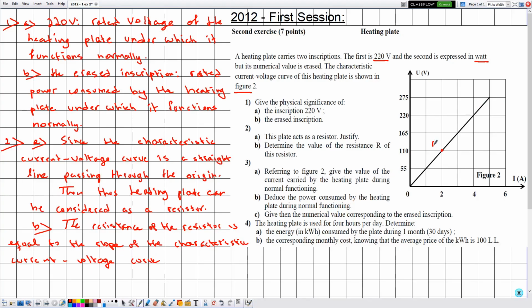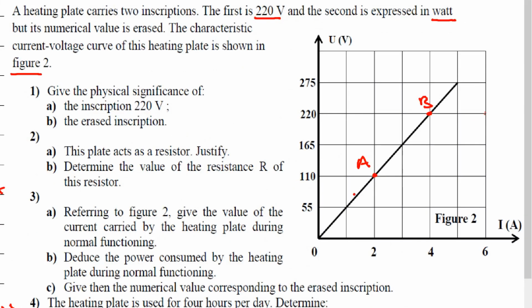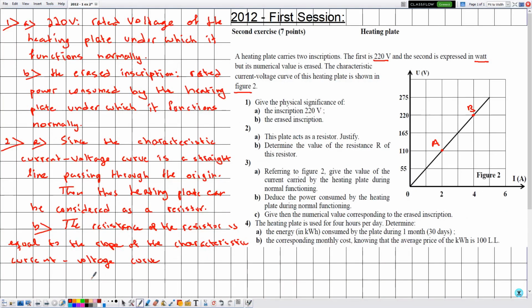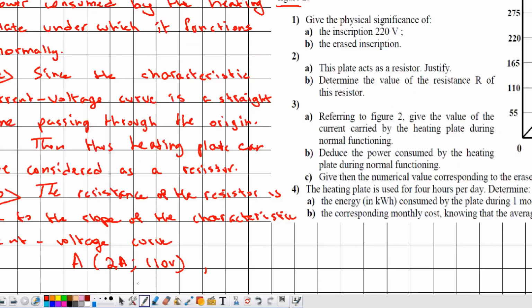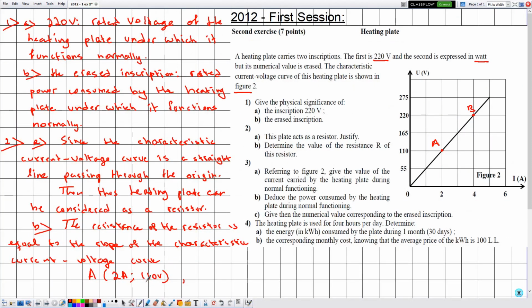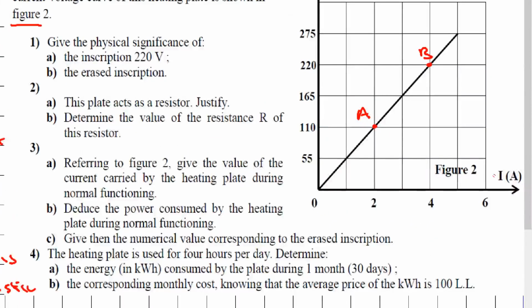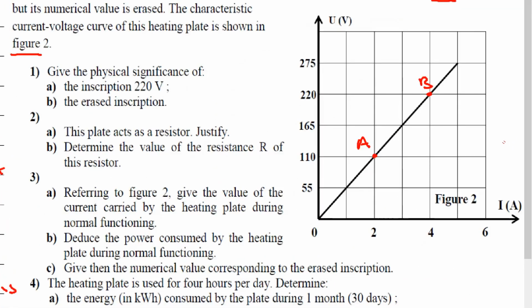Let's choose this point, which is the point A, and this point, which is the point B. Now the coordinates of the point A are given by 2 amperes and 110 volts. Always, all numbers in physics must have a unit. So here 2 amperes and 110 volts. Notice that these numbers don't include any unit because the unit is already labeled in the axis.